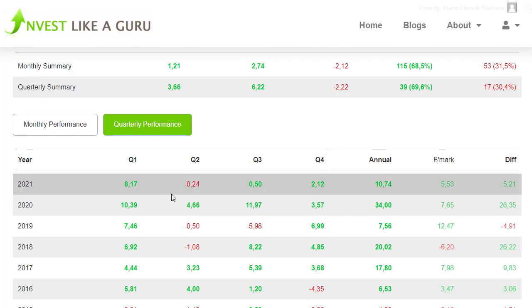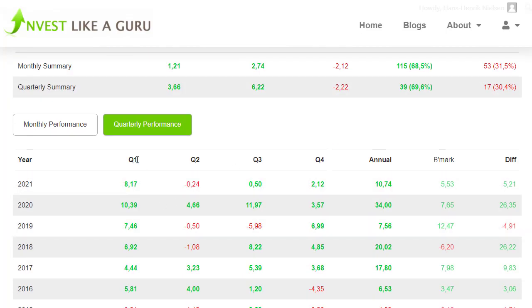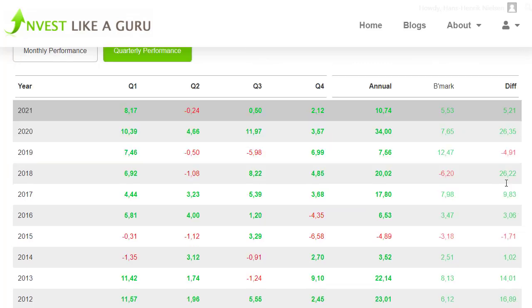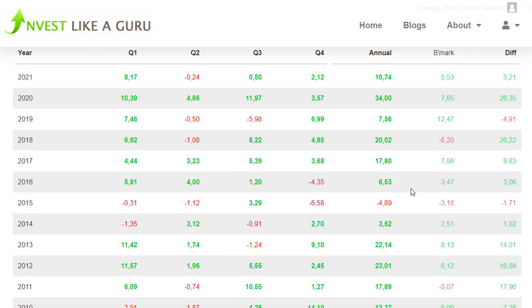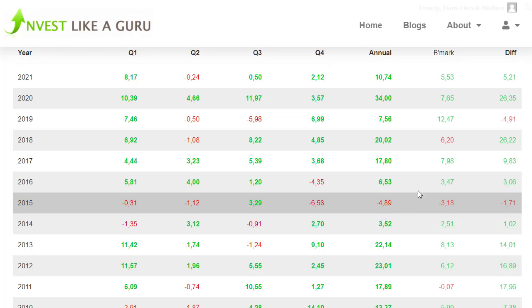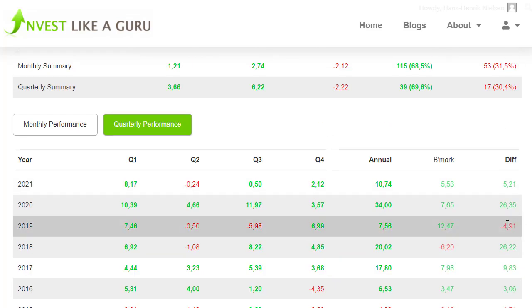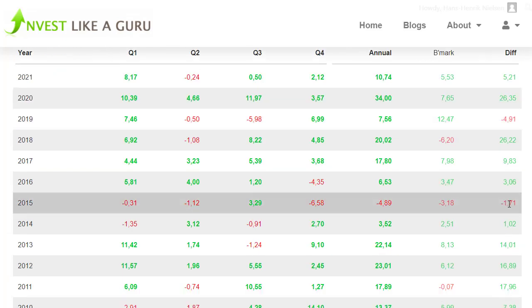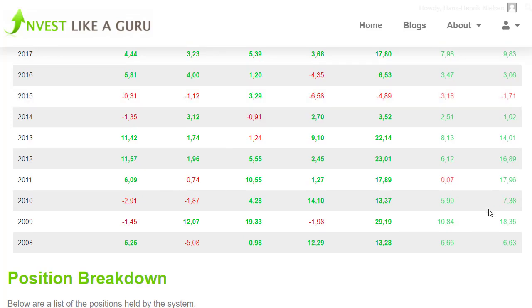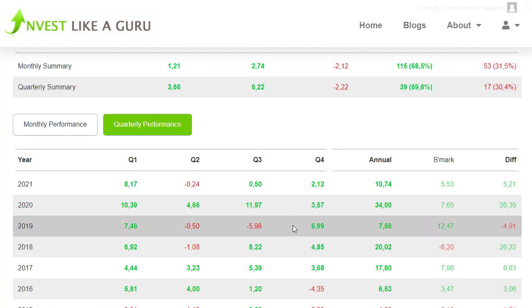We can see the quarterly performance here, Q1, 2, 3, and 4. You can see the annual, the benchmark, and the difference. You can see that the only year this strategy had a loss was back in 2015, but it has underperformed the market a single year here, back in 2019 when it had a negative difference here, and also in 15 where it did a bit worse than the overall market.